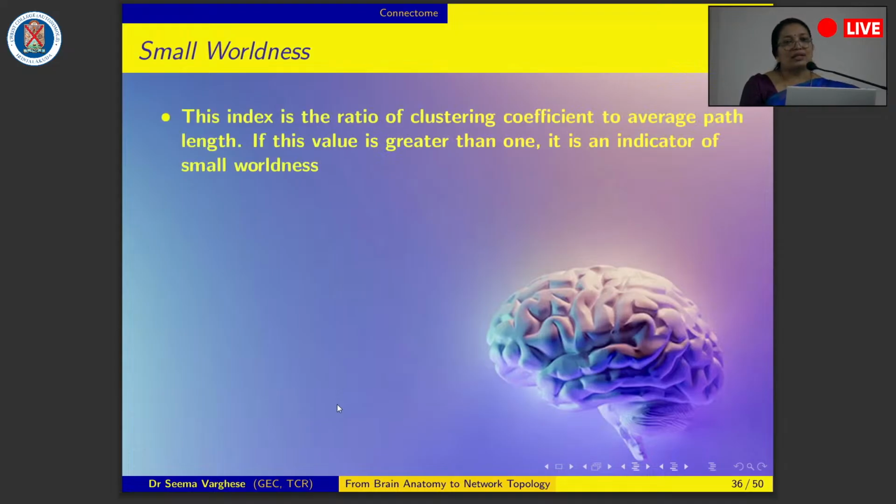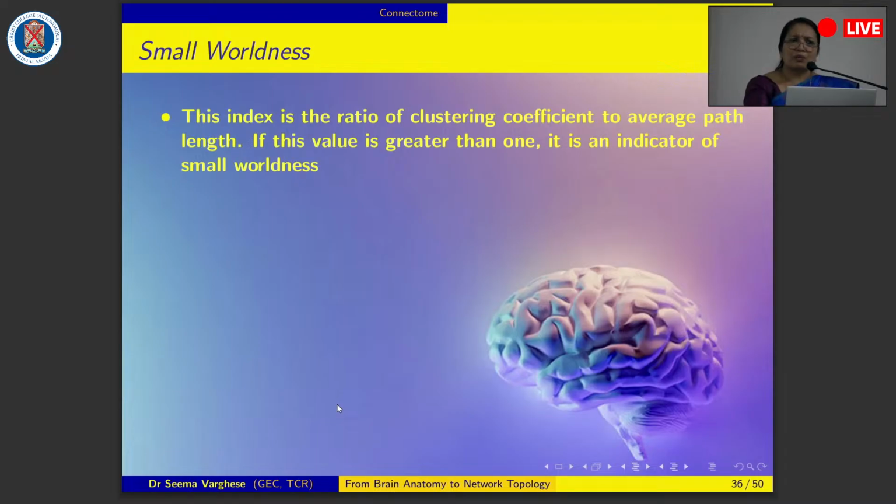And small worldness is the next segregation measure. It is the ratio of the clustering coefficient to the average path length. These two values, the clustering coefficient and small worldness, are very important in neuroscience. If this value is greater than 1, it is an indication of small worldness.